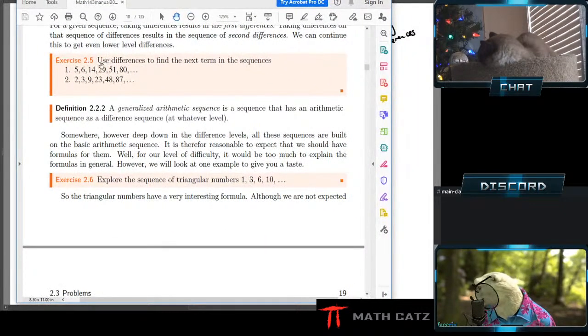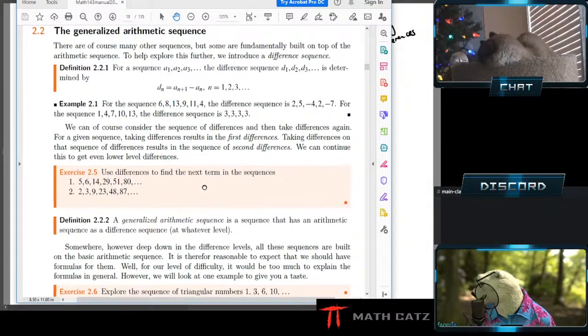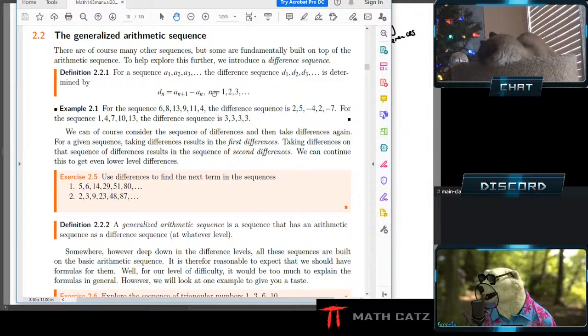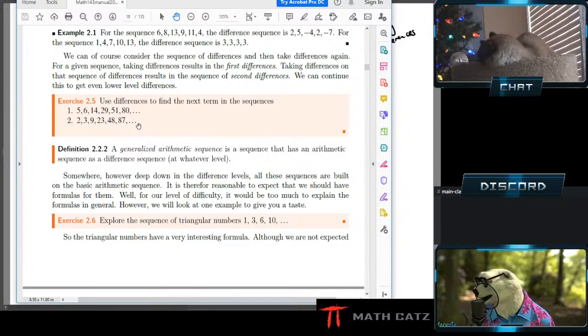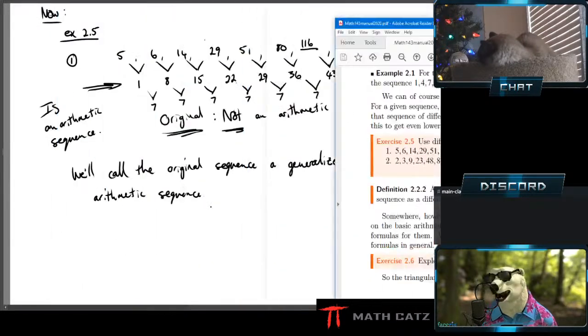But you see here it says, use differences to find the next term in the sequence. So yeah, you can read in the book here if you want to. I've sort of made it a little bit more official. The difference is just, like the word suggests, the difference between two consecutive terms. And I can get more general sequences based on this arithmetic concept. Let's do number 2.